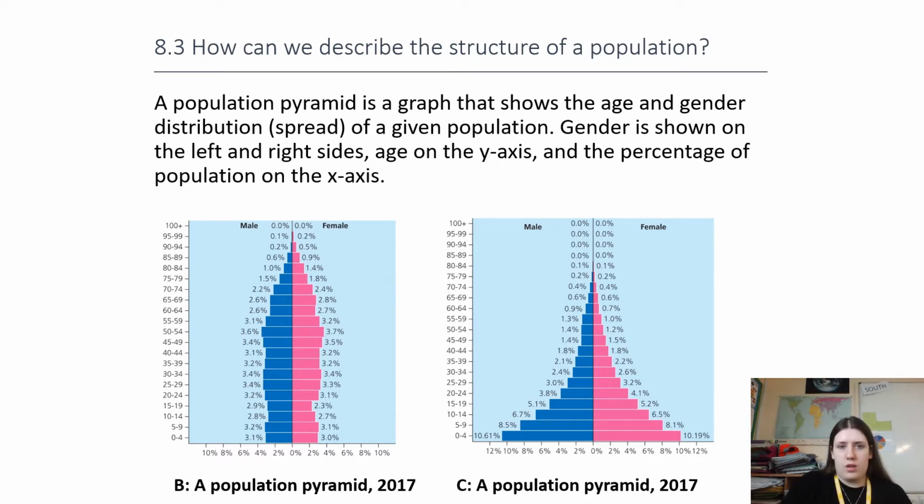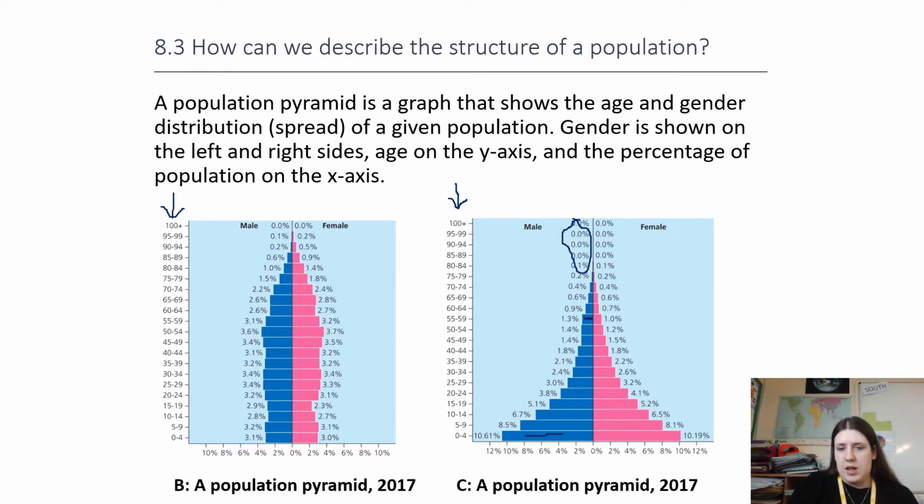On the y-axis, so this one and this one, it's showing you age. You can see that this line down here is for 0 to 4-year-olds, but if you look at this one here, that's showing you 55 to 59-year-olds. And then there are also the percentages down here. They just tell you what percentage of the population is at that age range.